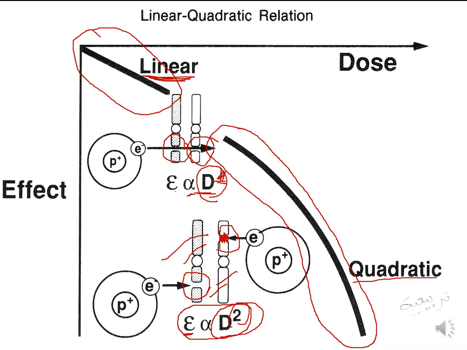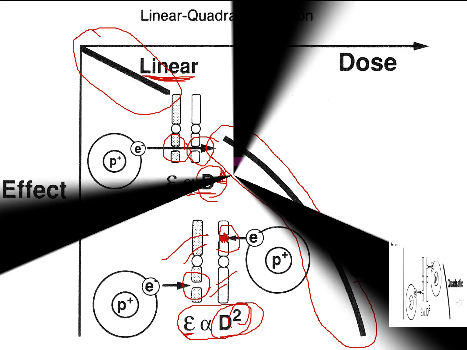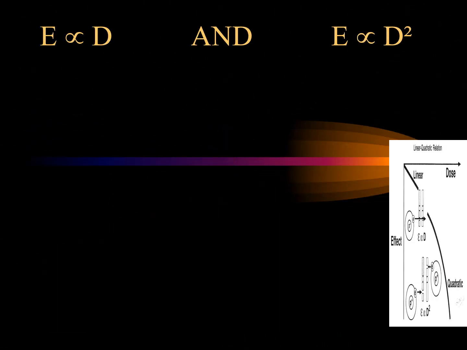So let's put this into context. I tell you now, in the first part of the curve, the effect of radiation is directly proportional to dose, D. This is what we just heard about. And the second part of the curve is under the control of, what we call it, effect of radiation is directly proportional to D squared. I think we agreed together, yes?